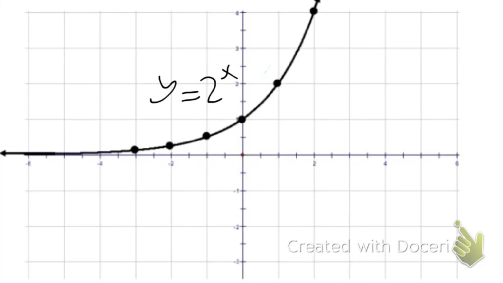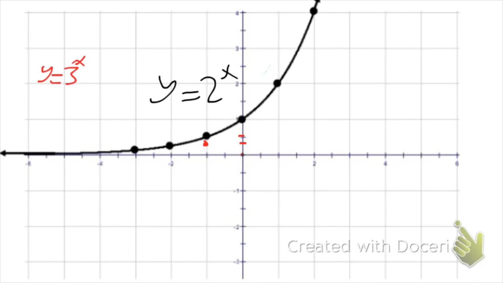So at negative 1 we had a 1/3. So let's say this is half, and 1/3 is around here. So we will say around there is the point for our y equals 3 to the power of x graph.